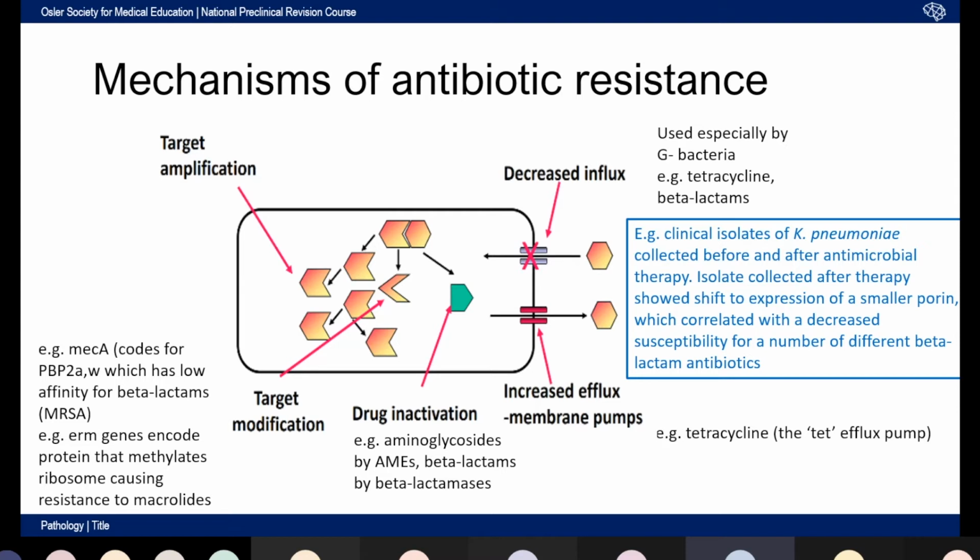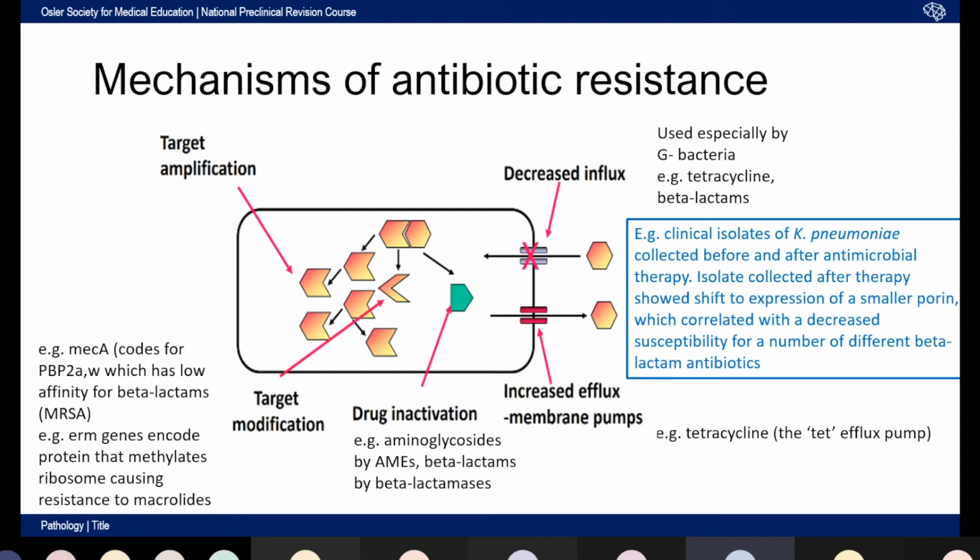So then the ribosome can carry on with its work. Then the target site can also be modified by point mutations in the gene encoding the target. So for example, mecA is present in MRSA, and it's a gene that encodes an alternative penicillin binding protein called PBP2A, which has a low affinity for beta-lactams, meaning that beta-lactams are essentially useless against MRSA.